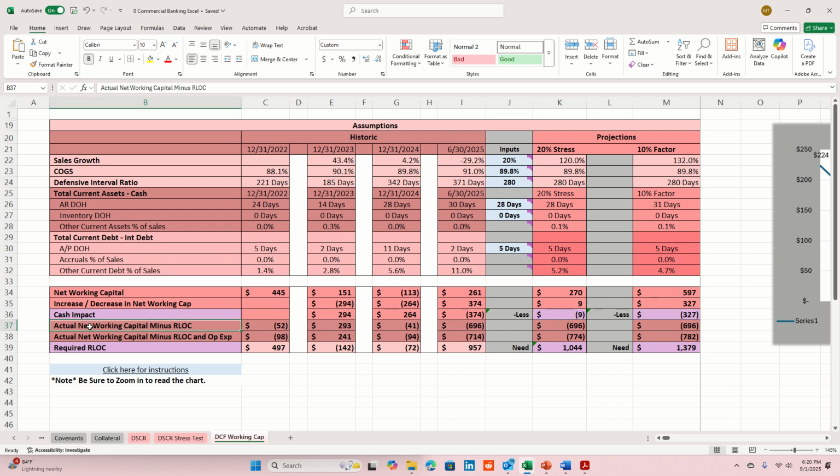Now let's go back down. Actual net working capital minus revolving line of credit. So remember, these guys have a revolving line of credit. They're already borrowing from us. So if they're borrowing from us, that means they cannot use that money. They can't borrow on top of money they've already borrowed. And right here, we're taking our revolving line of credit that they've already borrowed. We're adding that in.